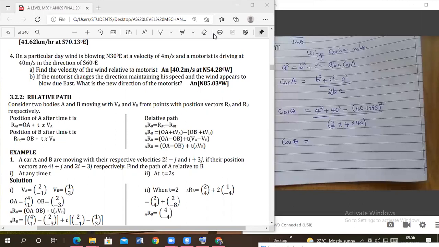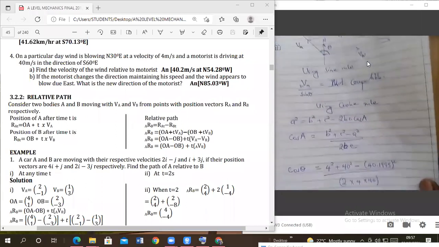Let me work out mine. 4 squared plus 40 squared minus 40.1995 squared, divided by 2 times 4 times 40. Close. So it's 90 degrees. Have we put it right? Have we put it well? Let's check.